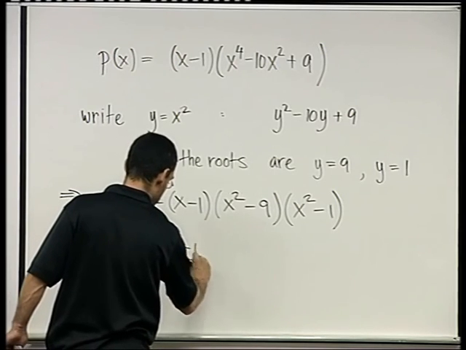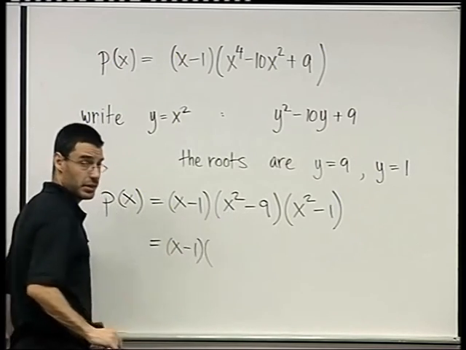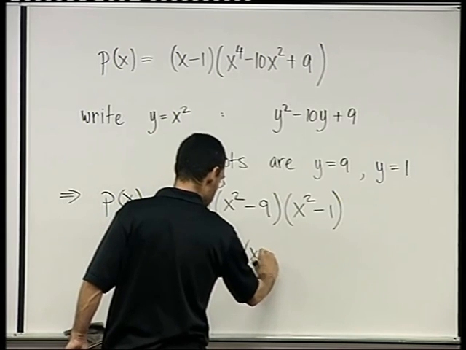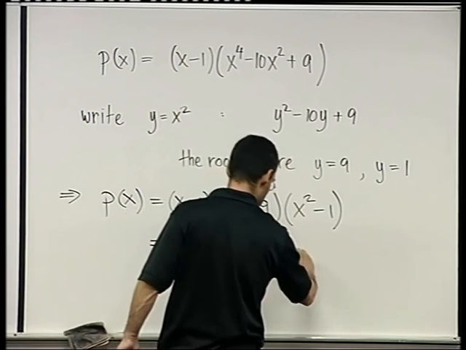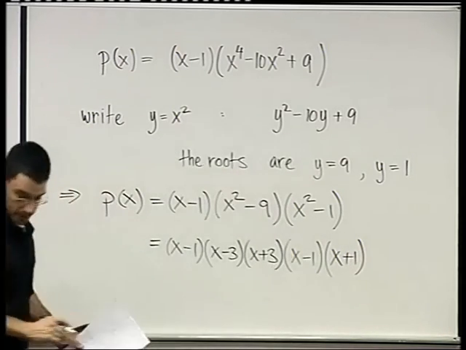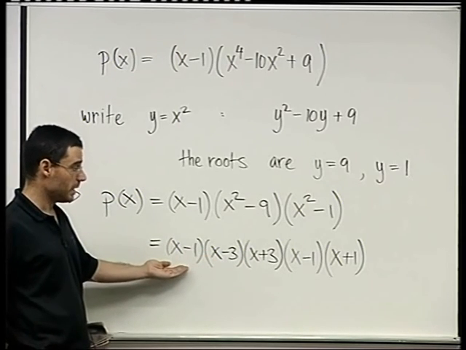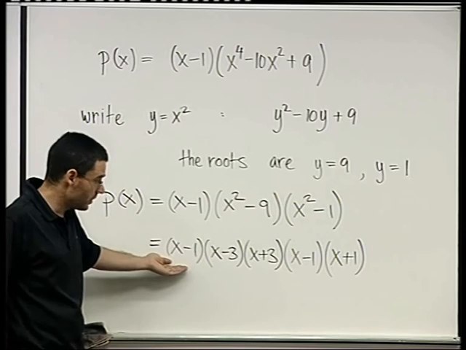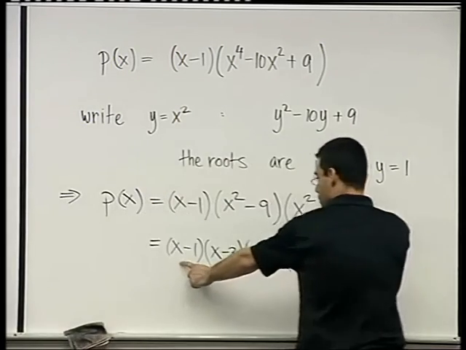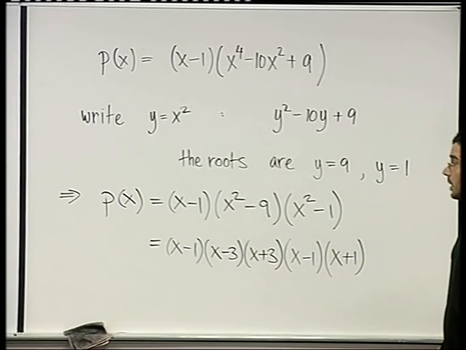Right? Good, everybody? Okay. And now we're almost done. Because this is x minus 1 here. x squared minus 9 has two roots, 3 and negative 3, right? So can be written as x minus 3, x plus 3. And x squared minus 1 can be written as x minus 1, x plus 1. So there we have it. We have all 5 roots, all 5 of which turned out to be, in fact, integers, okay, in particular real. And one of them actually has multiplicity 2.